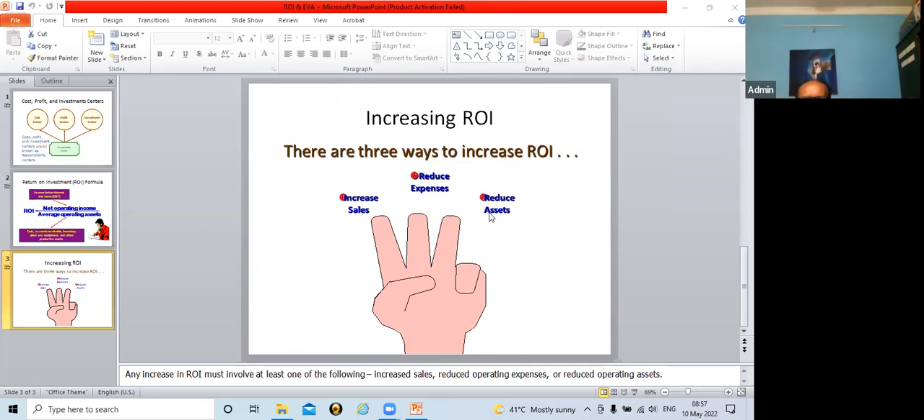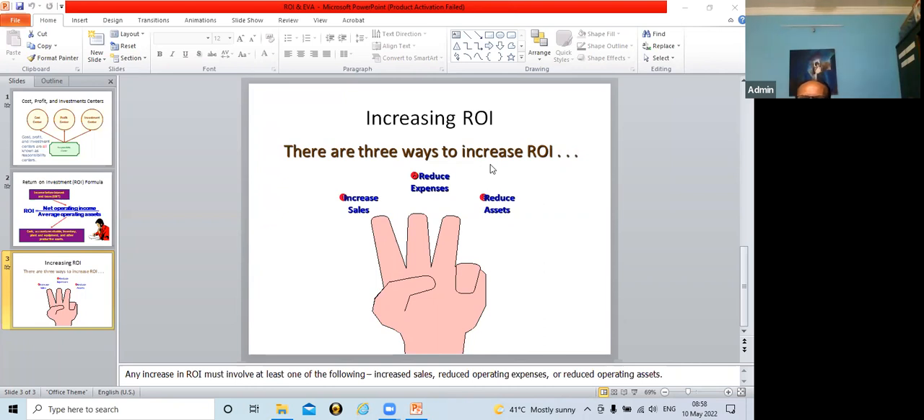Here again, all managers are involved. This is the combined activity for each and every department. If every department comes together, decides, and follows the instructions given by top management, naturally top management is also involved here. Top management will observe all these areas and then decide. They will have a meeting with all these managers, and all together they will look at these three things: increasing sales, reducing expenses, and reducing assets. Ultimately, from lower level management, middle level management, to top level management, they will see an increase in ROI.